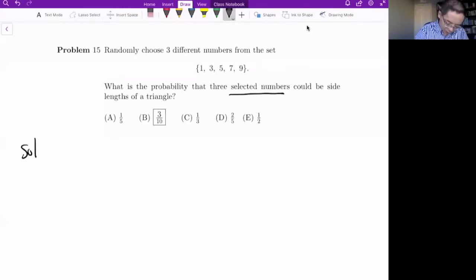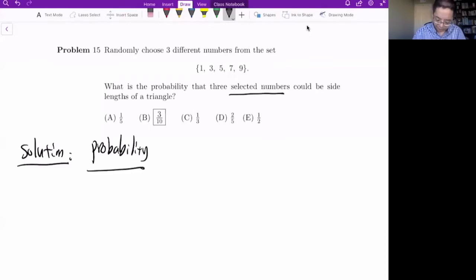Okay, so first let's recall the definition, the formula, for how we calculate probability. Typically, the probability is just a fraction, where the denominator is the number of total cases, and the numerator is the number of those valid cases.